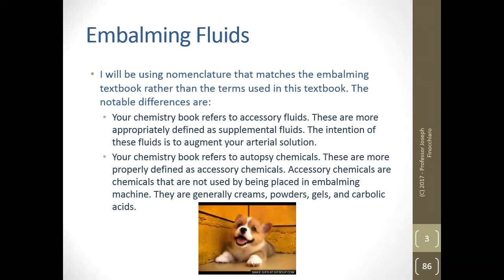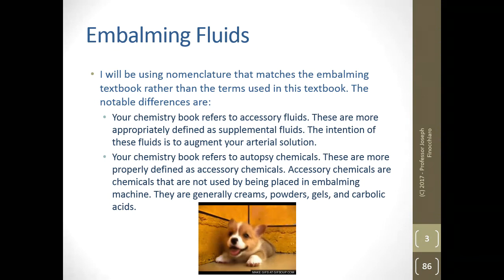Your chemistry book refers to accessory fluids. Well, these are more appropriately defined as supplementals. The intention of these fluids is to augment your arterial solution. Your chemistry book also refers to autopsy chemicals. Well, these are more properly defined as accessory chemicals, because accessory chemicals are chemicals that are not used by being placed in an embalming machine, and they include the creams, powders, gels, carbolic acids, etc.